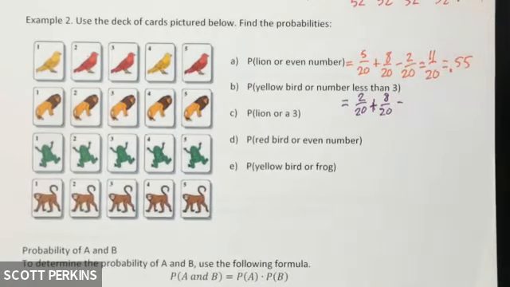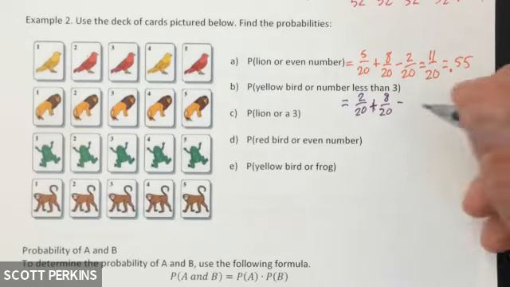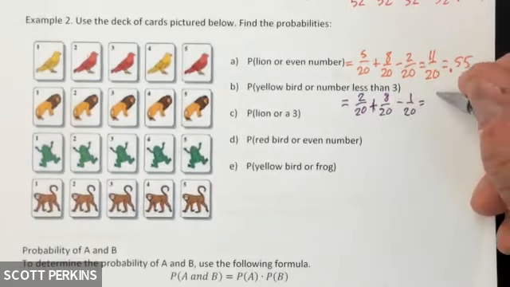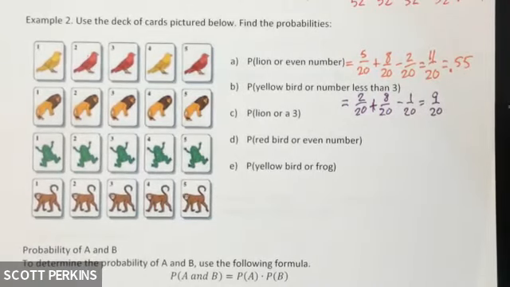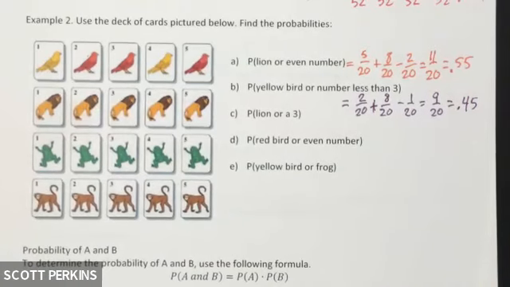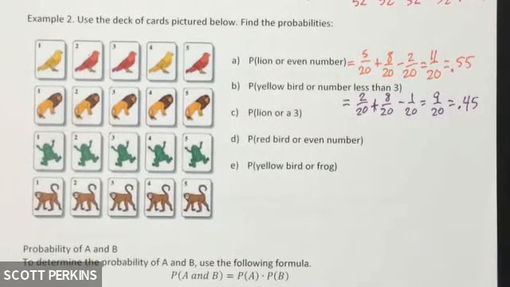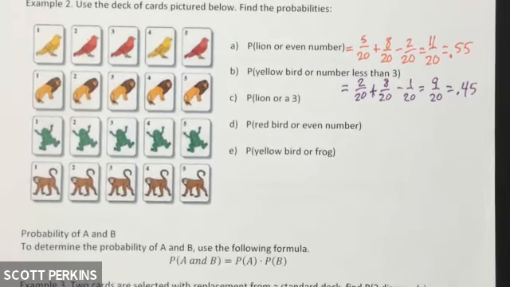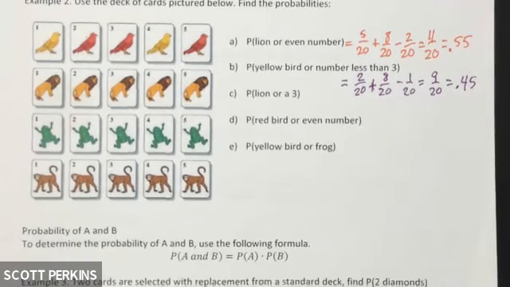And then minus, how many yellow birds and numbers less than 3 happen at the same time? Yep, 1. So that is 2 plus 8 is 10, minus 1, that's 9 out of 20, which you can leave just like that. Or you can say that that's going to be 0.45 if you want to make a decimal. Okay, I'm going to go a little bit quicker in the next few. I feel like we're getting sort of used to it, but if you don't have enough time, let me know. Do the C part. A lion or a 3?